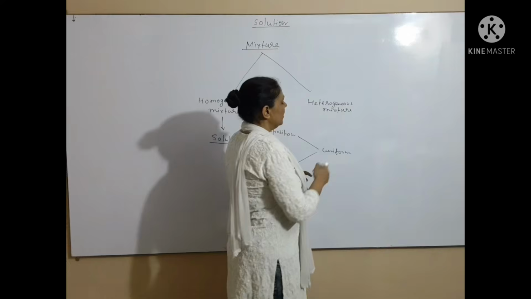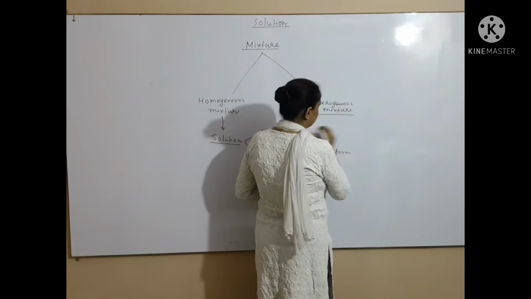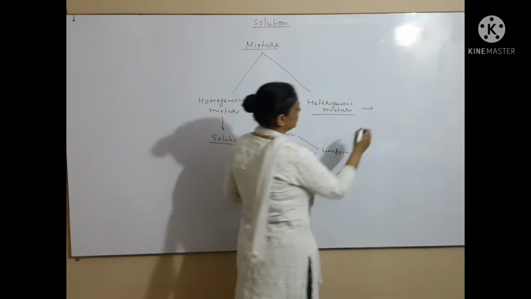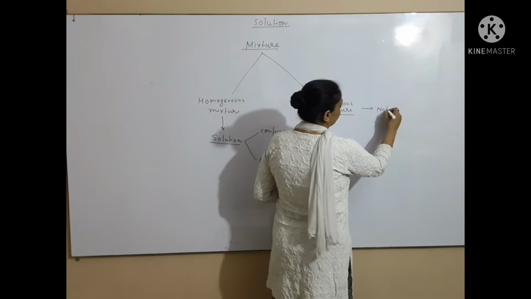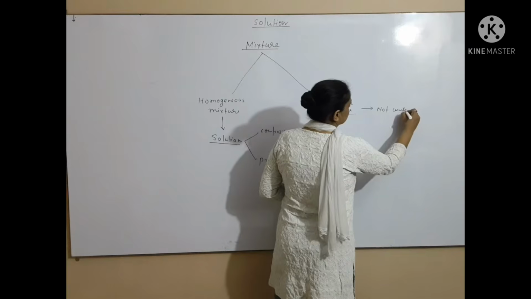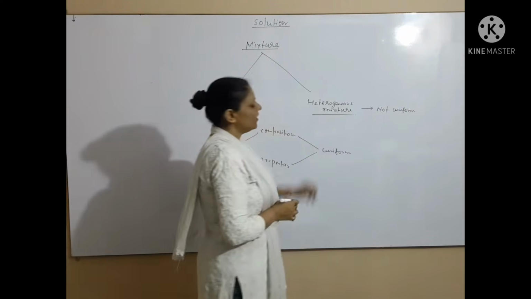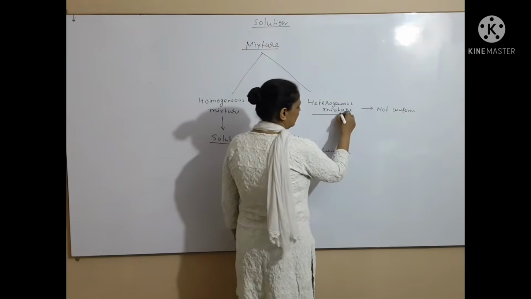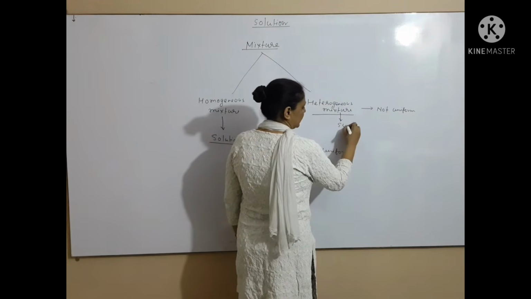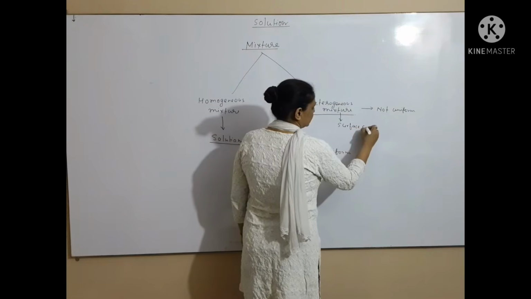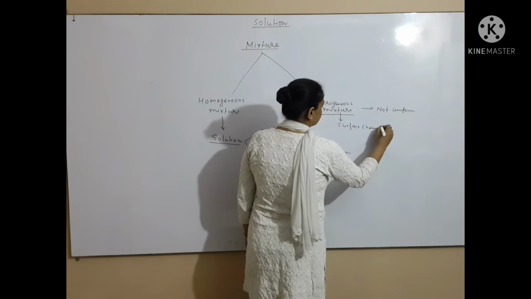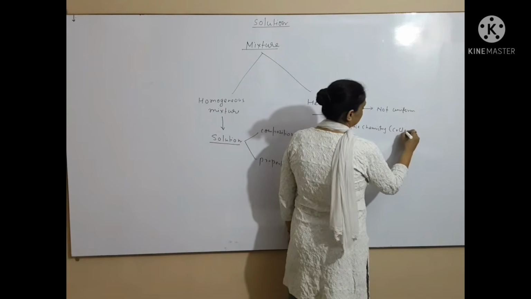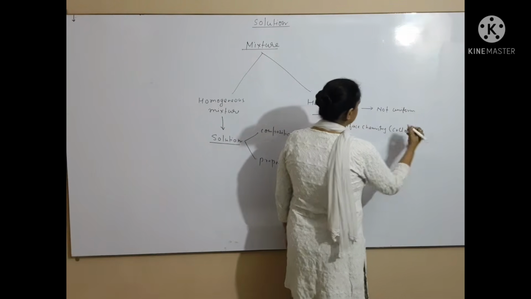A heterogeneous mixture is a type that is not uniform. Composition and properties of the mixture are not uniform, and that property we are going to study in a new chapter of chemistry, not now, that is surface chemistry. Basically colloids. In terms of colloids, a colloid is a heterogeneous mixture.